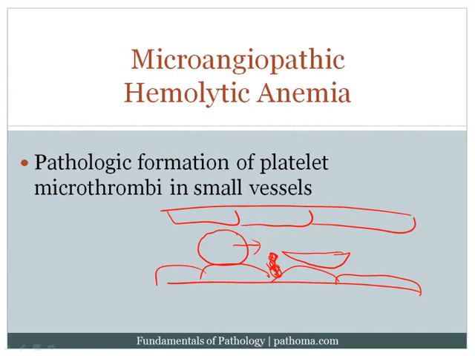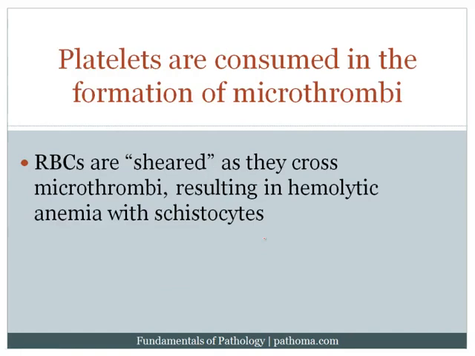Now, what are the complications going to be? And so why don't we start by asking, why am I talking about this disorder in the context of primary hemostatic problems? Well, as these microthrombi are formed, we're going to consume platelets. So you're going to use up platelets when these abnormal microthrombi are formed. And so that's what I say in your book, that platelets are consumed in the formation of microthrombi. And of course, then the red blood cells will be sheared as they cross those microthrombi, resulting in the formation of schistocytes.